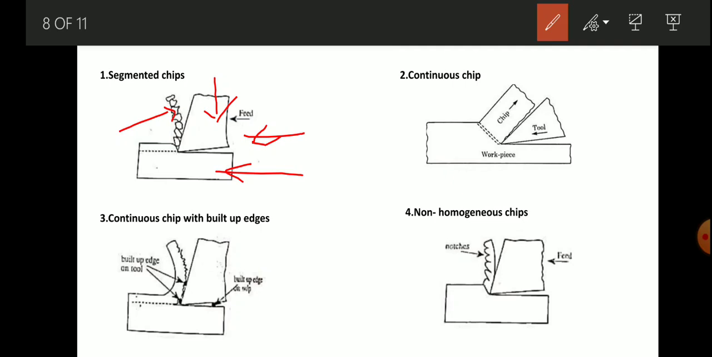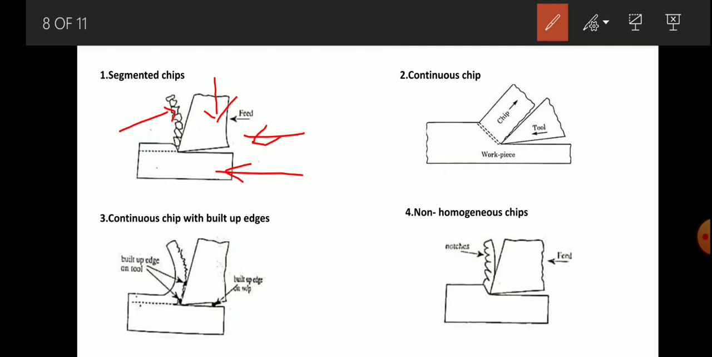It is formed in machining brittle materials. The material ruptures during plastic deformation, and chips are separated into small pieces. In this type of chip, good surface finish is obtained. These chips are convenient to collect, handle and dispose of. In this process, chips are easy to handle, collect and dispose of.